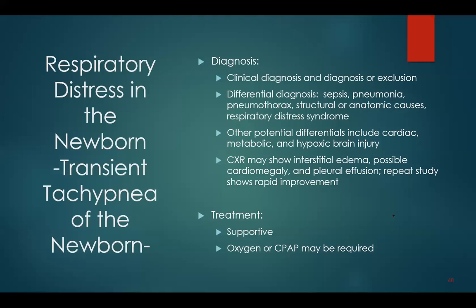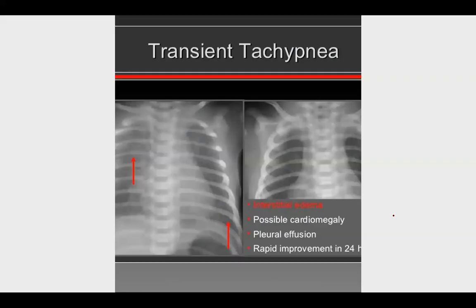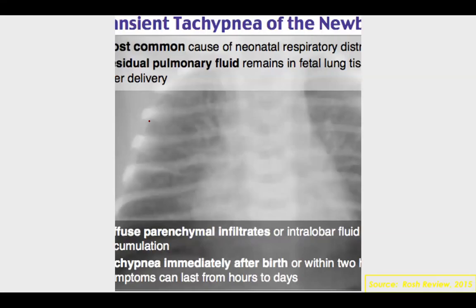These studies should be repeated, and the study may show rapid improvement upon repeat. Treatment is supportive. We want to administer oxygen or CPAP. May be required to push some of that fluid back out. Here's this transient tachypnea. So basically there's some fluid in the lungs. There's interstitial edema. We can see that, this kind of white out here. It's very patchy. And then later we see here that now this patient would have cleared, but this is also showing us a cardiac enlargement. So we could be concerned about some tetralogy of Fallot or some other cardiomegaly problem with this child. Transient tachypnea generally is going to wear off within the first 24 hours. It is definitely going to last for only hours and may last days, but that is very rare.